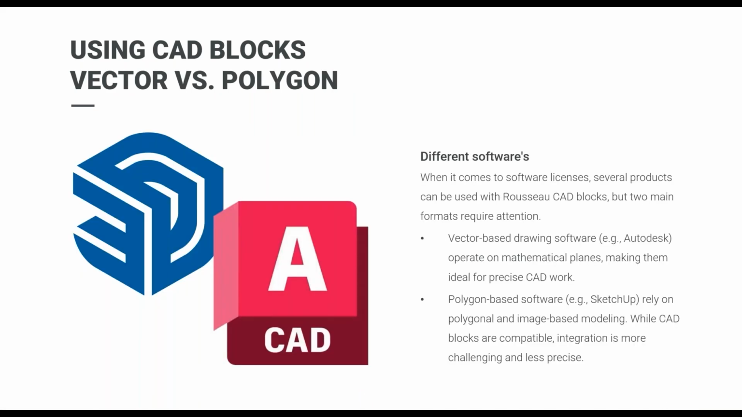If you were looking to procure a software or wanted to know the differences between the two types, there's 2 streams of software. There's vector and polygon. Autodesk is a vector-based software. Now, what vector means basically is it's drawn on mathematical planes, meaning it's precise, and when you zoom in and out, you don't lose resolution. Polygon software, products like SketchUp, rely on an image file, meaning that although a CAD block is compatible and these blocks can be used there, the integration is challenging and less precise.